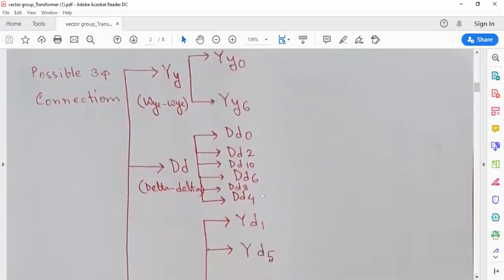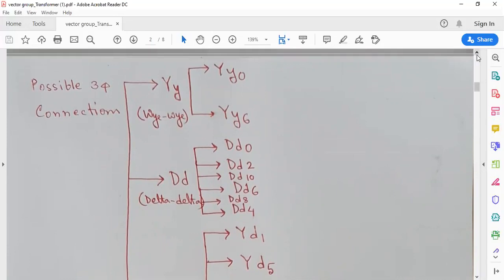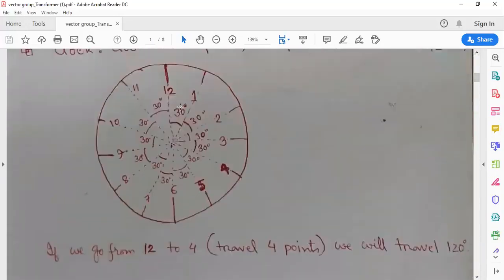So there are some different types of DD connection: DD0, DD2, DD10, DD6, DD8. You can always calculate like DD8. For DD8, the primary line to line voltage will be along 12 and the secondary line to line voltage would be along 8. So the angle difference is 30 plus 30, 60, 90, another 30, so 120 degree. The angle difference between line to line voltage of primary and secondary is 120 degree.